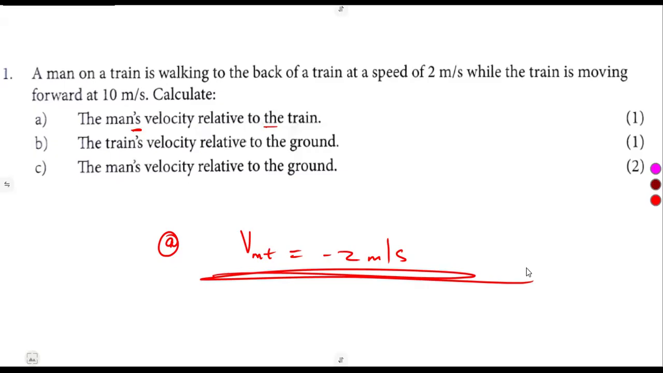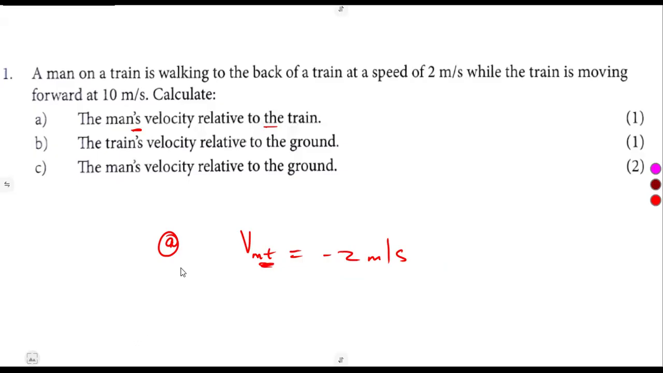If you are outside of the train, you are on your own. But since the man is inside the train, the movement we're having is of the man relative to the train, because he's inside the train.